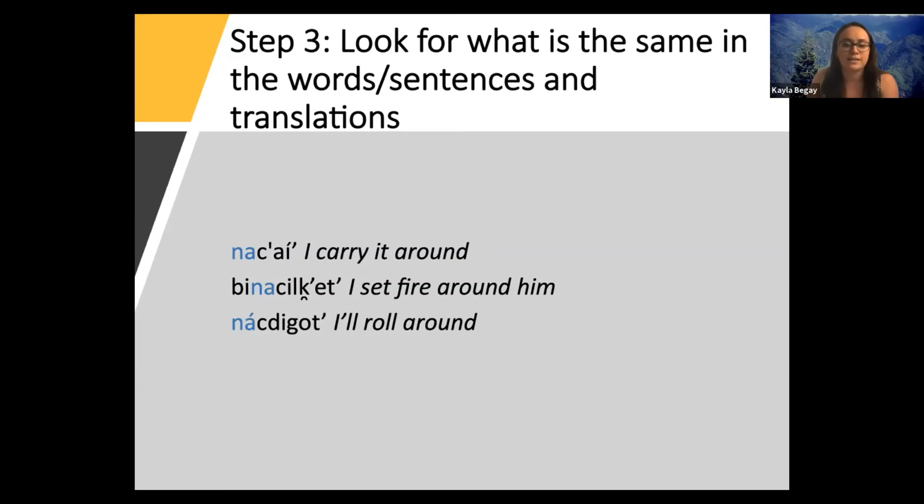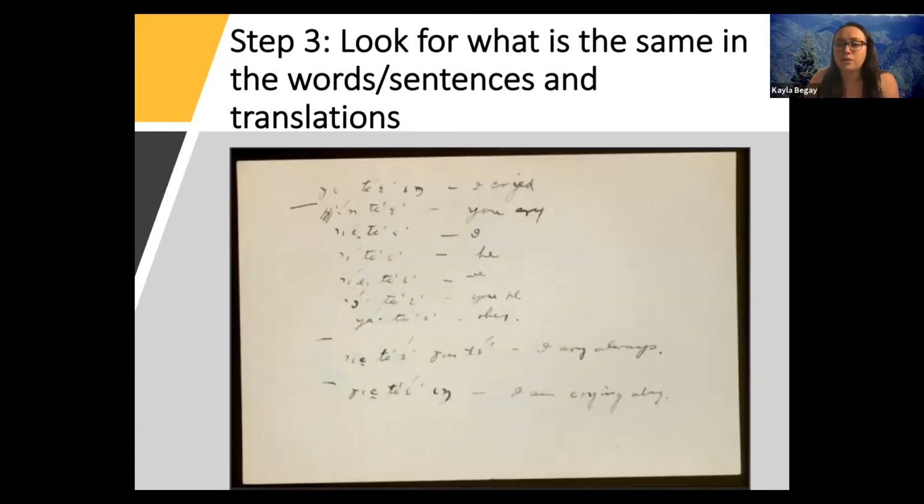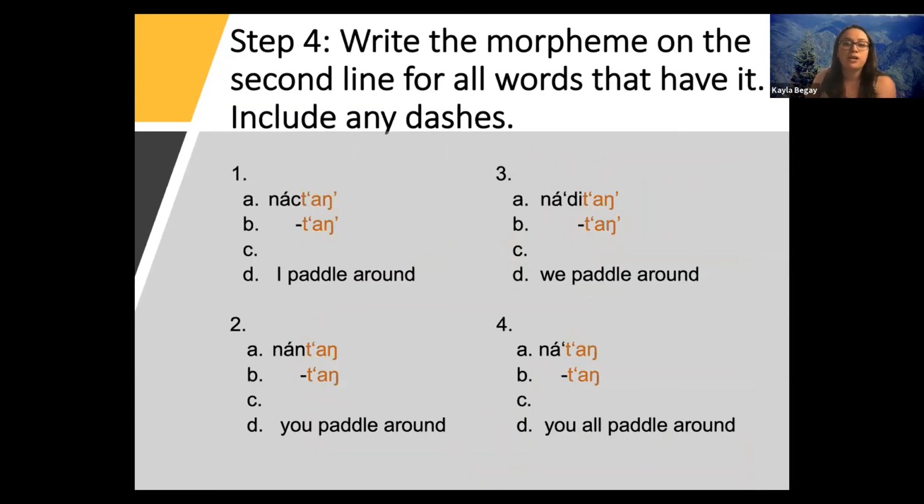I carry it around, I set fire around, I roll around. So that's a good indicator to me that na means around. And then I look at other words and the core meaning seems to be at the end of the word. There's a bunch of words that have to do with crying and che is in all of them. So that seems to be the root, right? So step 4, write the morpheme on the second line for all words that have that and include any dashes.